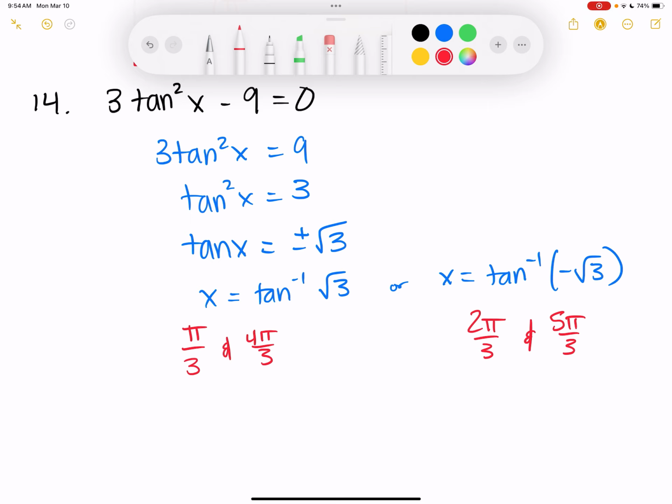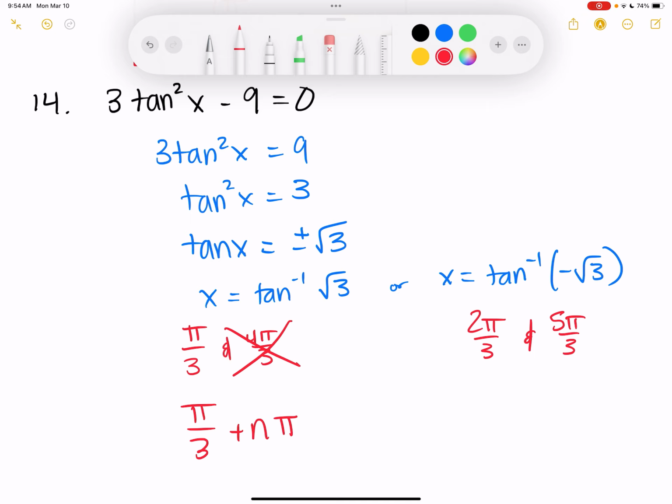Now, when I'm doing the general solution, we choose the first one that we come to, and then we add n pi. So the first one on the unit circle that I come to for this one is pi over 3. So I'm ignoring the 4 pi over 3, because if I add 1 pi, that would get me to 4 pi over 3. If I add another pi, that's going to put me back around again, okay?